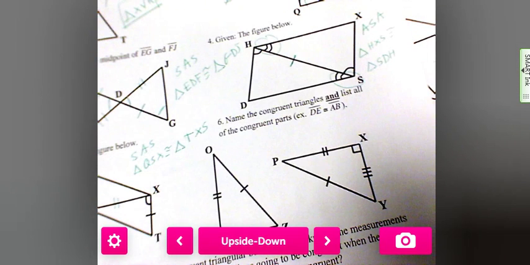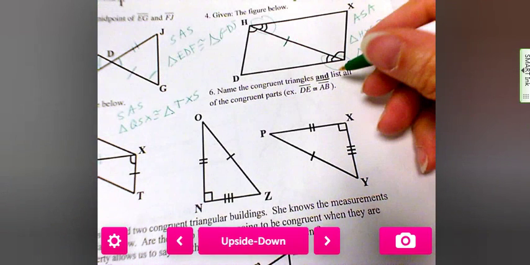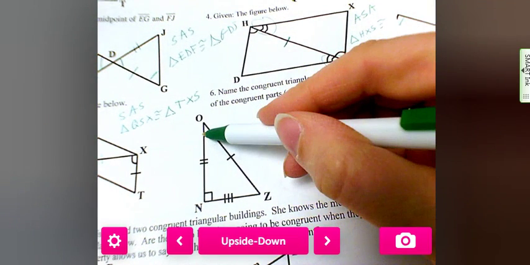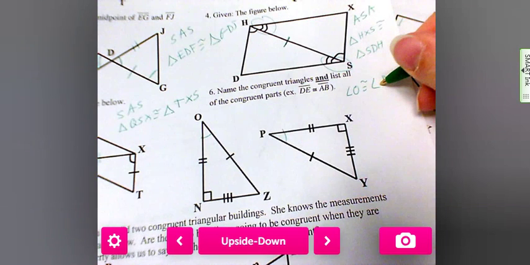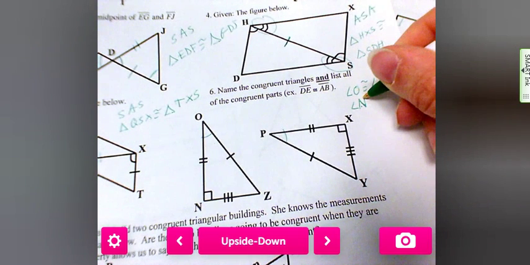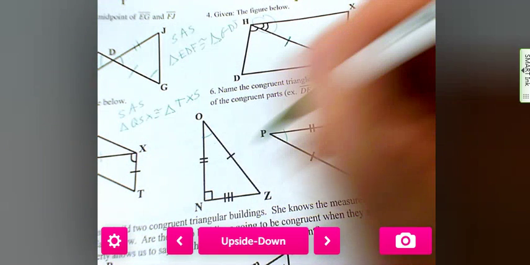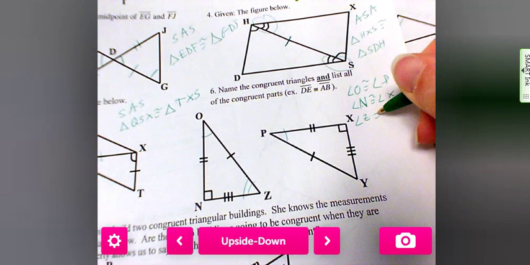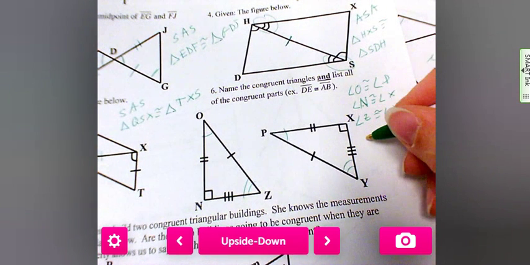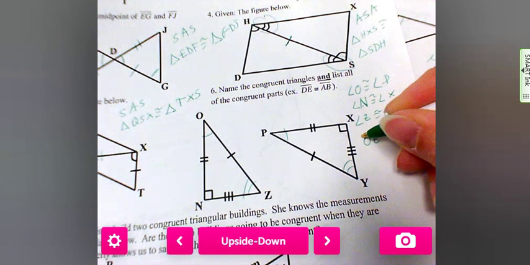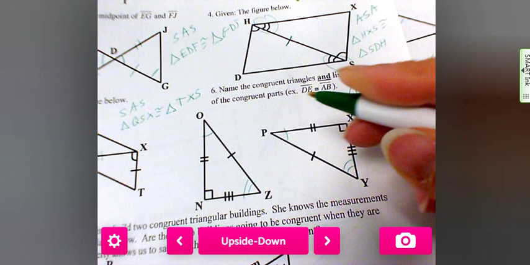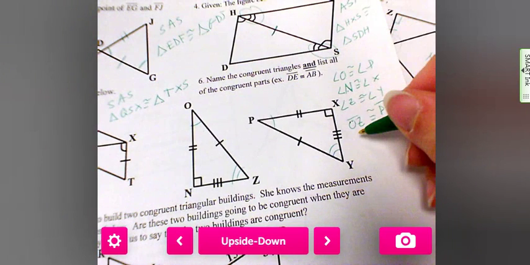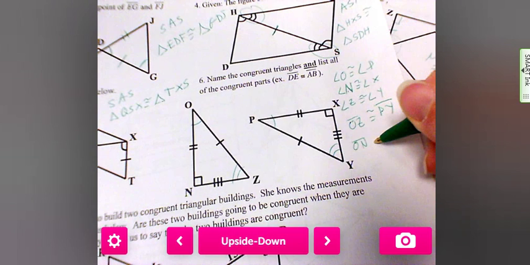All right. Number 6 is almost exactly like the first problem you will get on your quiz today. So let's pay really close attention to this. What angle goes with O? O goes with P. N goes with? Okay. Z goes with? Okay. OZ goes with? PY. Make sure you write it in the right order or you will not get full credit. Okay. ON goes with what? PX. Good.